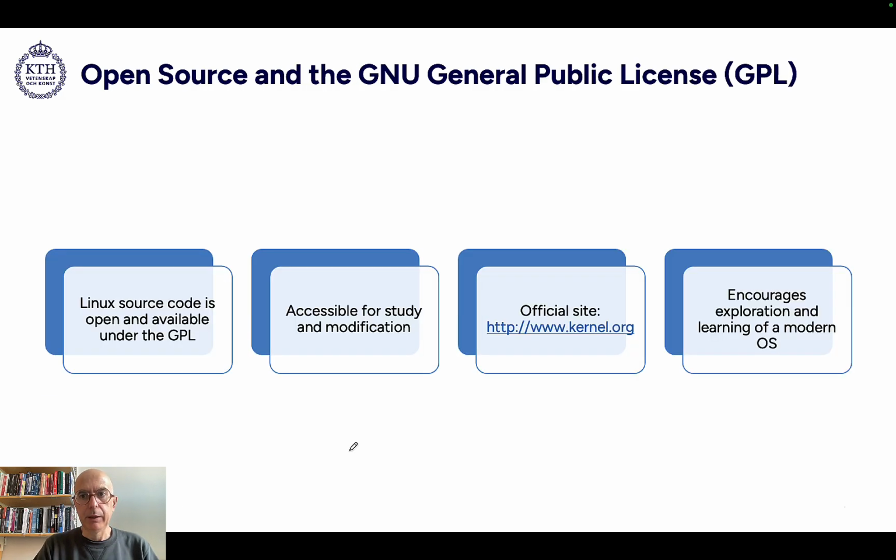What is the licensing of Linux? Well, Linux source code is open and available under GPL, so you can actually download the full source code, compile it and build it. Here you see the website. It is accessible for studying the operating system, but also for modification. In particular, the license encourages exploration and learning of a modern operating system.